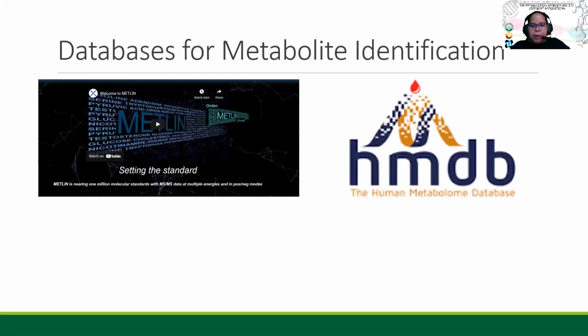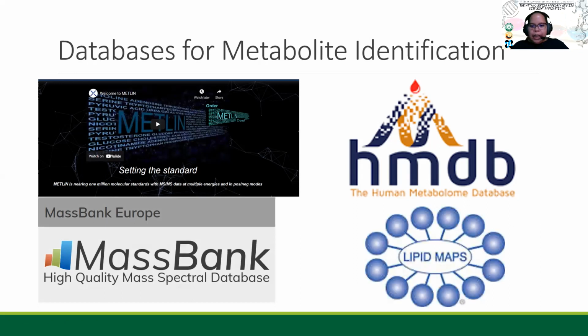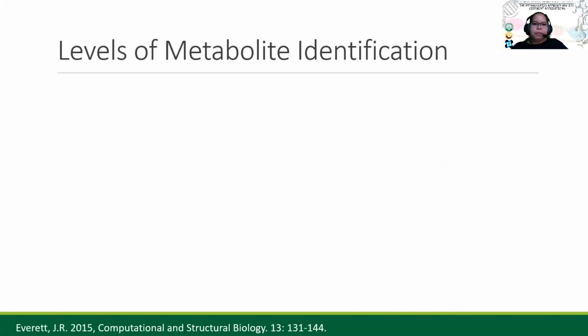So some of these will be your Metlin. So Metlin is developed by the same group that developed XCMS. You have your Human Metabolome Database. So this one is more on the Canada metabolomics side. You have your MassBank. So MassBank has a Europe and a Japan consortium. So you can make use of their databases as well. And you also have LIPID MAPS, more for lipids.